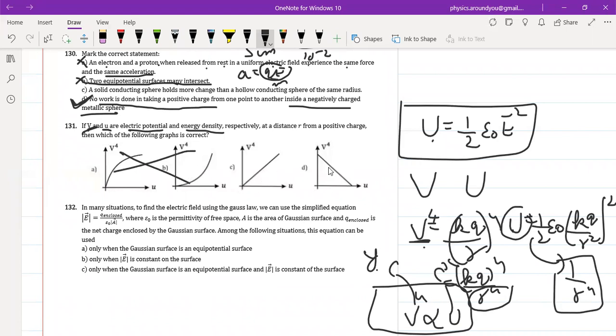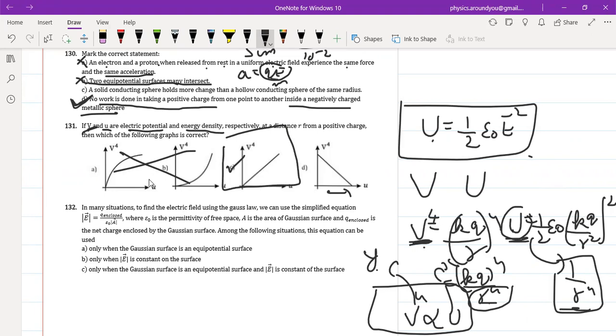Is it positive slope or negative slope? Well, it should be positive, because as I increase the value of r, both potential and energy density decrease. So both V and U go hand in hand. Therefore, they are directly proportional. The correct option is B. Lot of formula dependence over here.